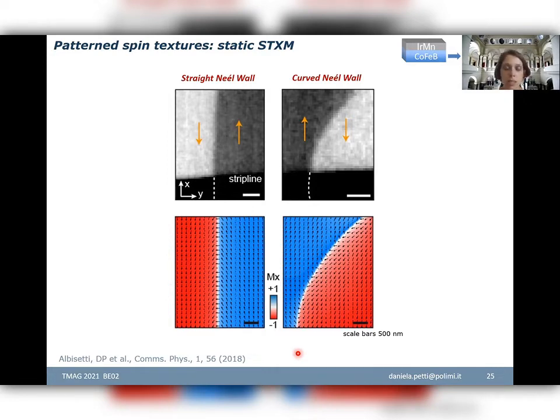shows a black and white contrast related to the in-plane component of the magnetization, and it arises from the different absorption of X-rays due to circular dichroism. In black, you can see the strip line that is exciting the spin wave in the wall. And at the bottom, you can see the simulation of this pattern geometry.